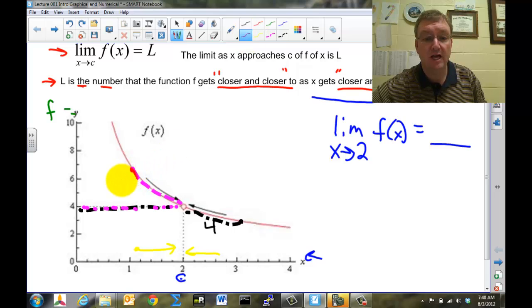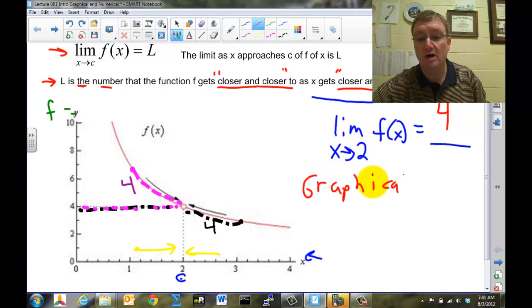So we looked at it from the right of c, moving towards the left back to c, and we got the number 4. We got to the left of c and moved towards the right, and we got the same number 4. So from that, we can conclude that the limit of f of x as x approaches 2 is the number 4. This is what we call solving these problems graphically. And that's one of 3 ways that we're going to have to be able to solve these. So solving graphically, that's the process we go through.